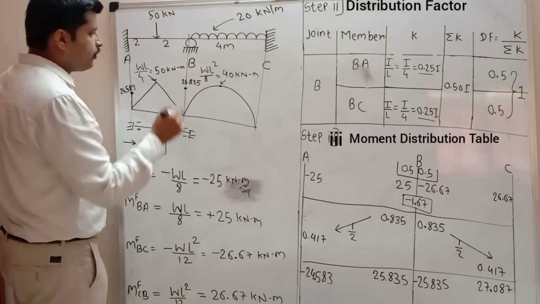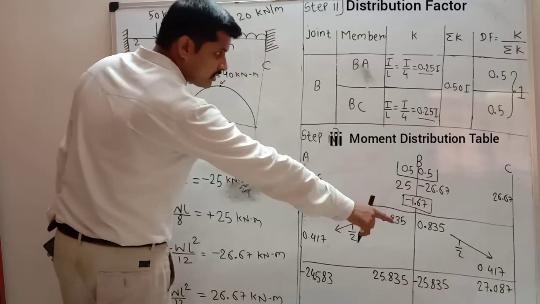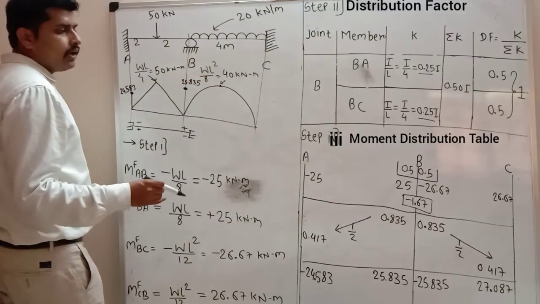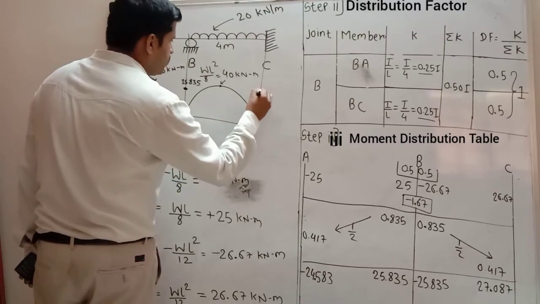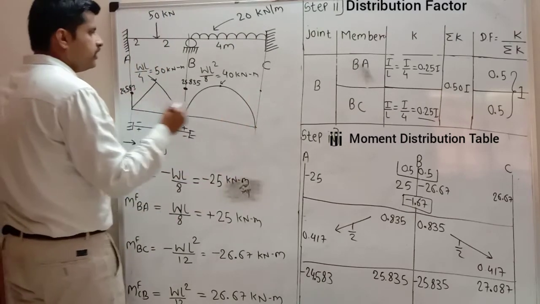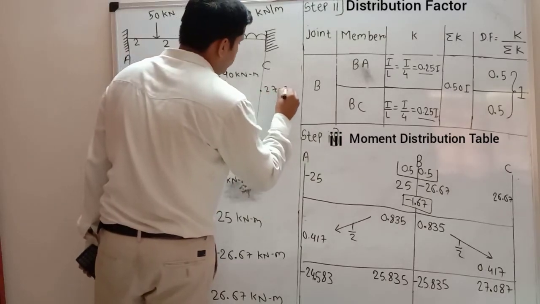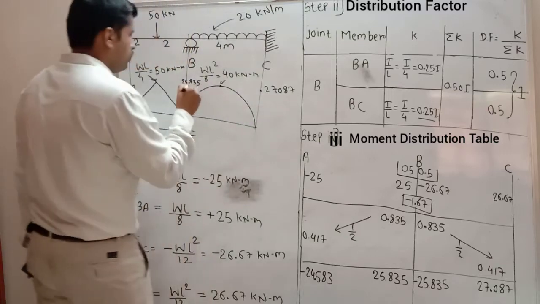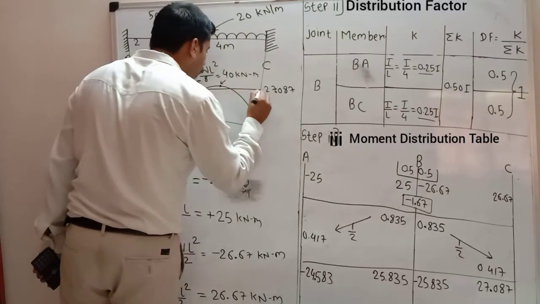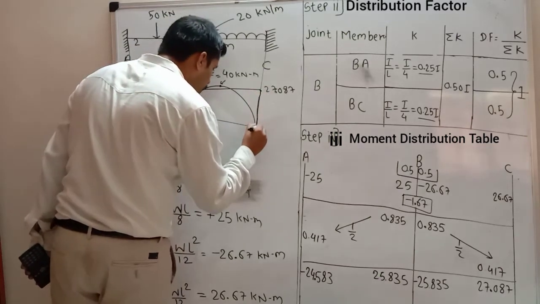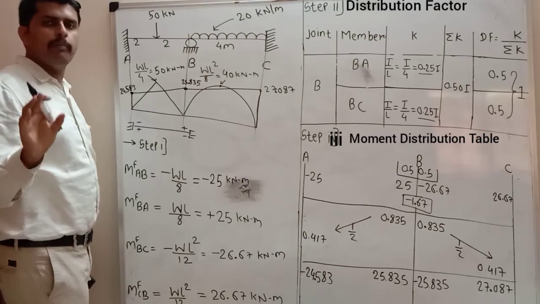For CB, negative on the upper side, same point. And for CB, it will be plus 27.087. There again, it will be on the upper side. Okay, so I will join all these three points. So this is our final bending moment diagram.